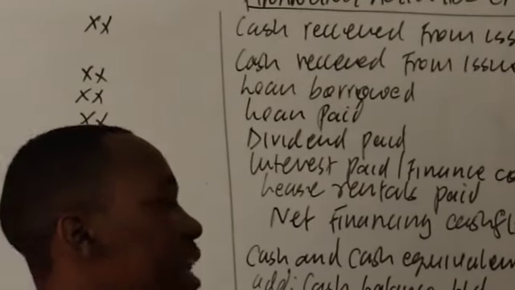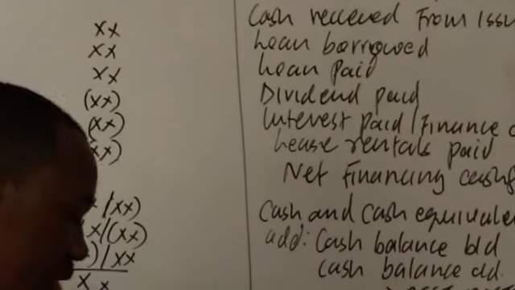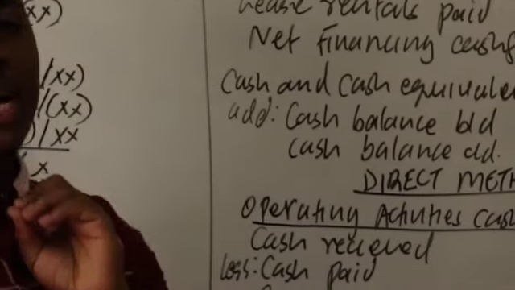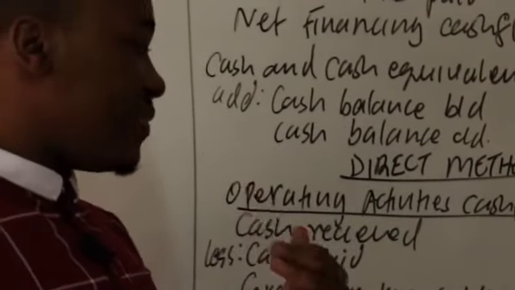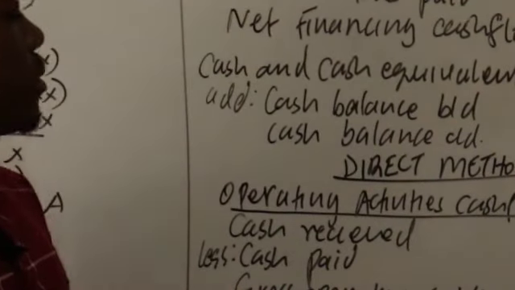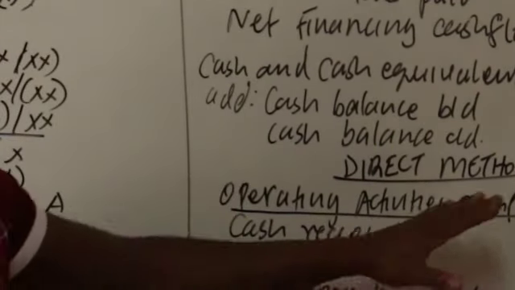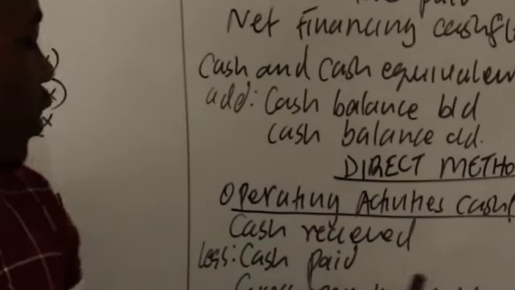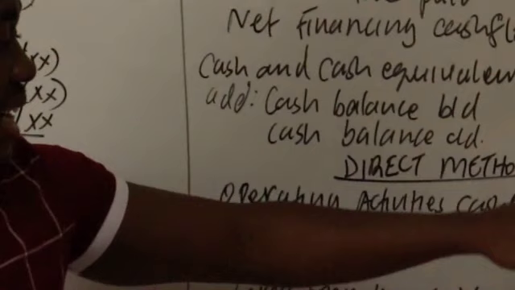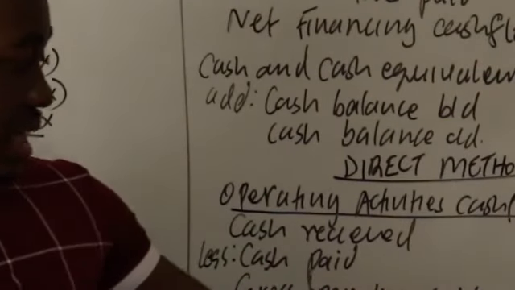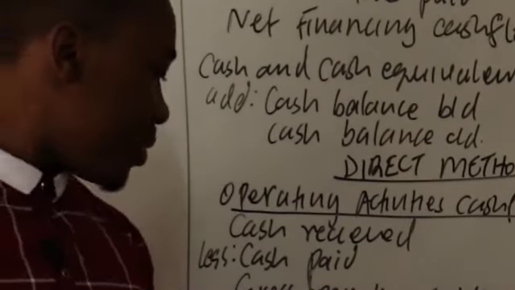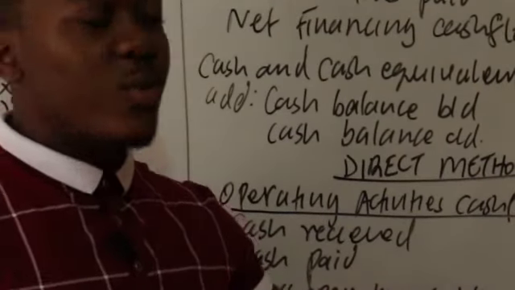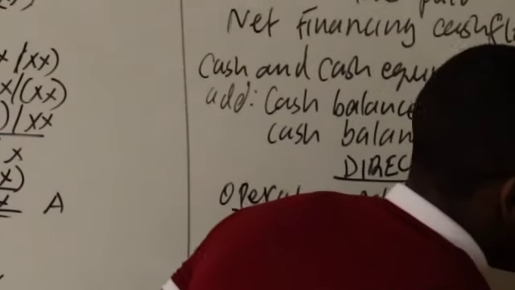Then, what about the direct method? So this is the format for the direct method. The difference between the indirect and direct method is that the only part which changes is the operating activities cash flow. So for the direct method, operating activities cash flow will be reduced to this. You start with the cash received, you raise cash paid, and then you get the gross operating cash flows. To get the net operating cash flows, you raise the tax paid. So when presenting the direct, that one will be A.